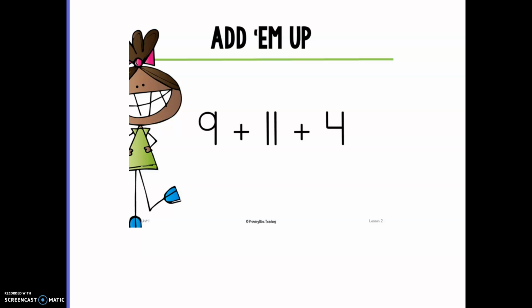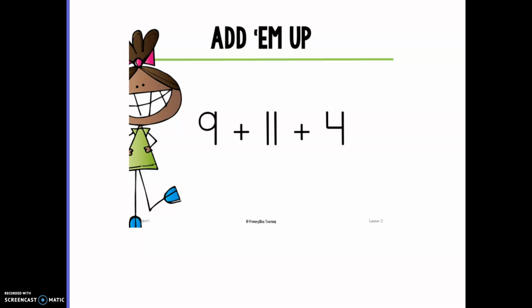Even though there's 3 numbers, we can still decide whether or not we could make a 10 or make a 20 to help solve this problem. Take some time here, take a look at it. What do you think?